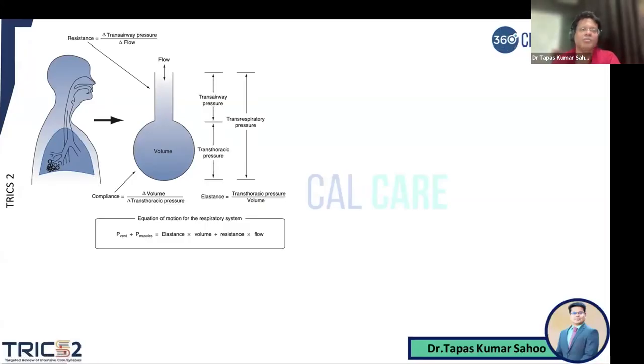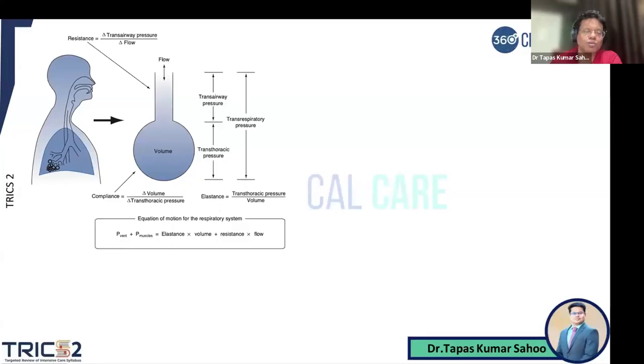What do you mean by compliance? What do you mean by resistance? What do you mean by elastance? What is the trans airway pressure? What is the trans thoracic pressure? Then what is the trans respiratory pressure? What is the flow volume equation? Then how you will be dealing with the equation of motion of the respiratory system.